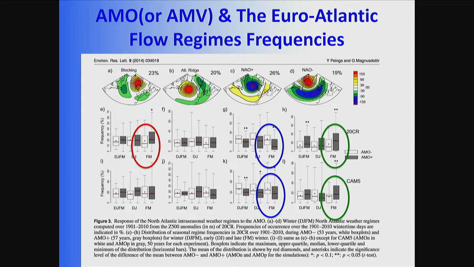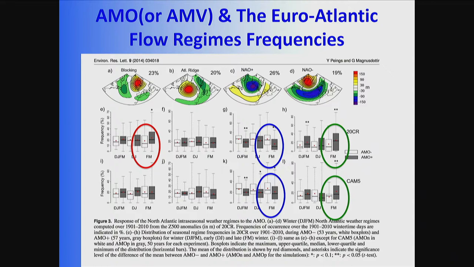actually showed that they look at the sensitivity of the Euro-Atlantic weather regimes to the AMO. And they took reanalysis, one of these century reanalyses. In particular, they took the 20th century reanalysis by the Americans, and they looked at the variation of the frequency of the Euro-Atlantic weather regimes, which are the blocking, the Atlantic Ridge, you can see here, and the two phases of NAO, NAO plus and NAO minus.